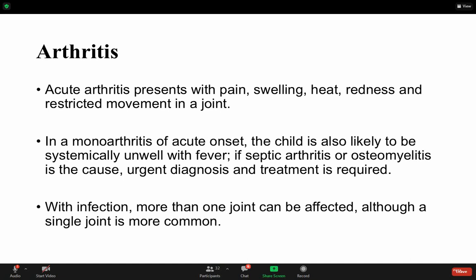If septic arthritis or osteomyelitis is the cause, urgent diagnosis and treatment is required. With infection, more than one joint can be affected, although a single joint is more common. Most of the time, the cause of the arthritis is an infection. Usually it will be monoarthritis or oligoarthritis, one joint or two joints at most.